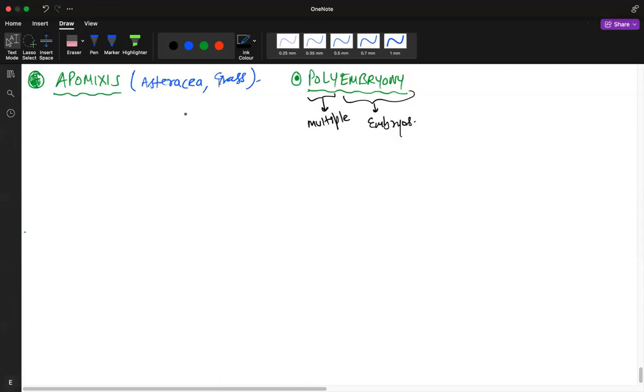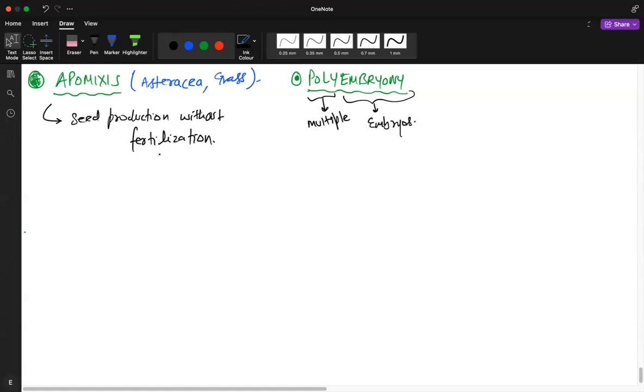Now the question is, how can apomixis happen? Is apomixis clear? In short, if I write, it is seed production without sexual reproduction, right? Without fertilization. And the seed is also diploid like the normal seed, but it does not have two genomes coming from two parents. It just has one genome in two copies.